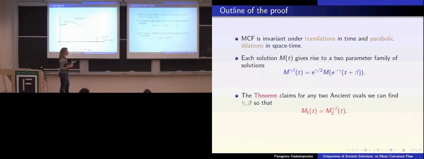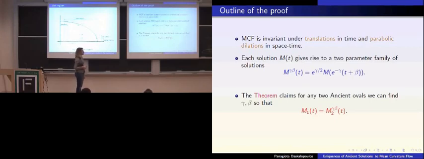So now the outline of the proof, and I will finish early today. The outline of the proof is: you have two solutions, and you would like to show that modulo these transformations they are the same. You don't really need to pay so much attention to that, but we will have these two parameters, beta and gamma. Beta is a translation in time, and gamma is a dilation in time. Okay, all right.